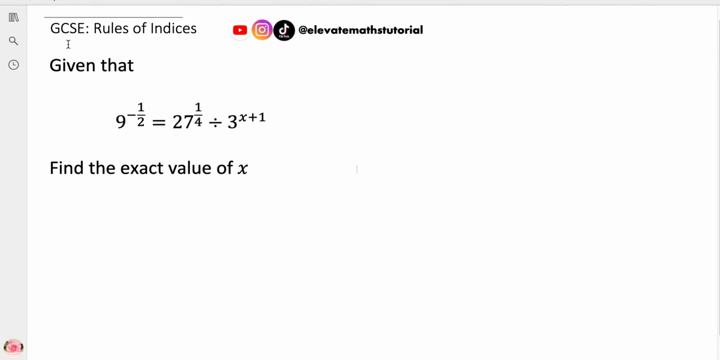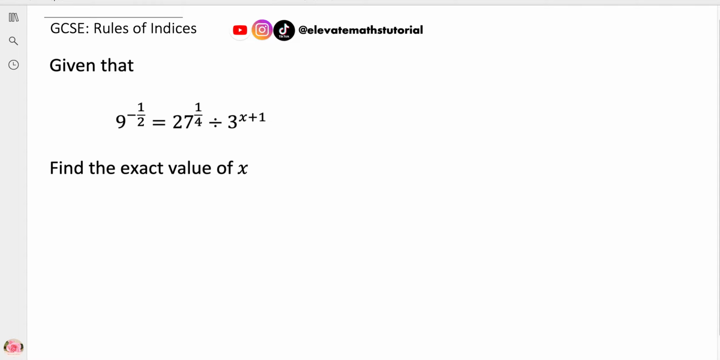So this is a rules of indices question, but this is from a higher paper. It probably will be on the second half of a higher paper. Given that 9 to the power of minus a half is equal to 27 to the power of a quarter, divided by 3 to the power of x plus 1, find the exact value of x.